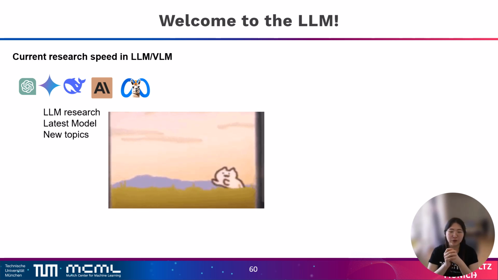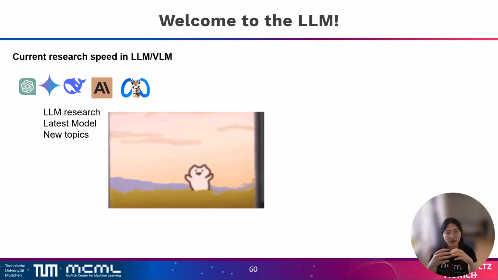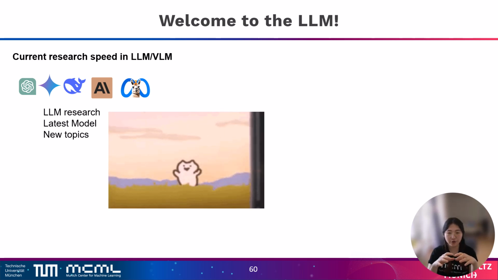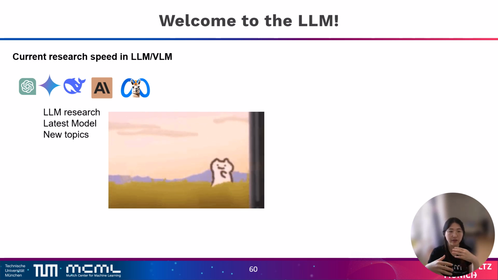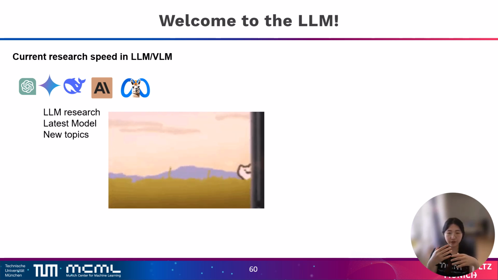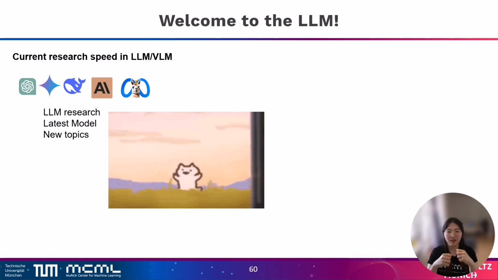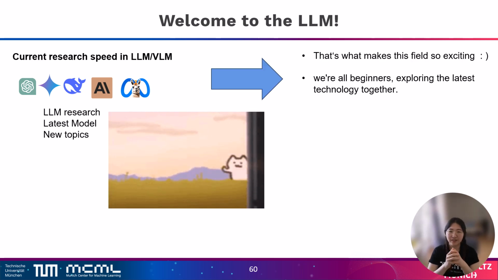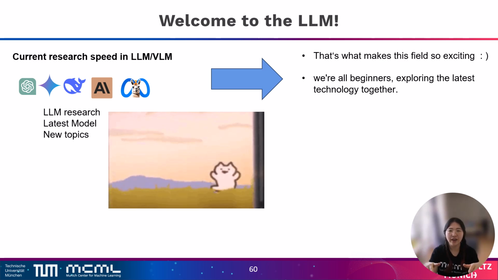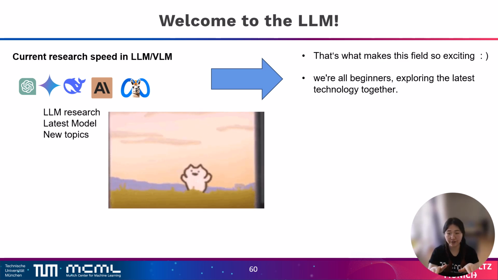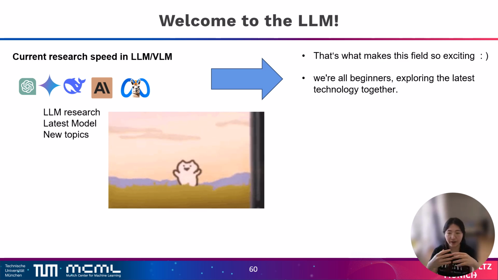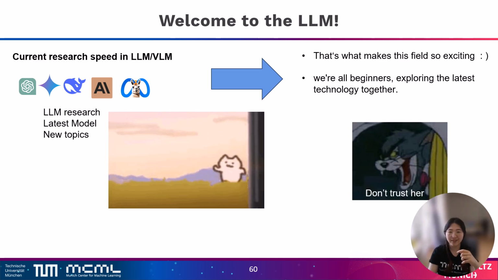So in the end, I also want to tell you that currently the research speed in vision language models and large language models is really, really fast. Almost every day there are new papers released, new topics released, and also new models released. So you need to keep chasing everything new in the research area. But that's what makes this field so exciting, which means that we are all beginners exploring the latest technology together. So we are all the same. This is what makes it so attractive to everyone.